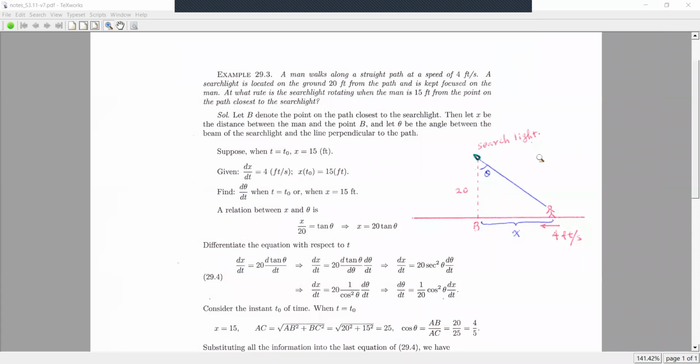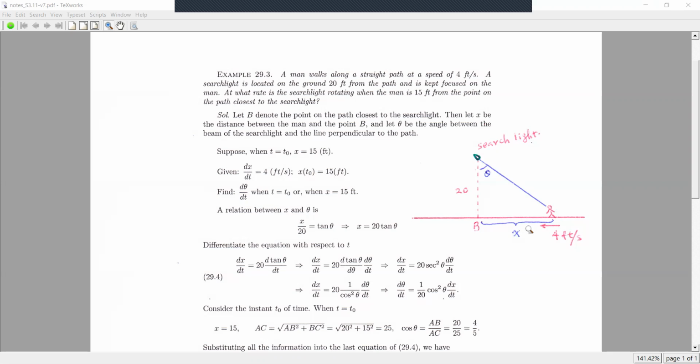Initially, when time is 0, the man may be far from point B. Because the man is walking towards the point B, there must be some instant at which the man is 15 feet from point B. Let me denote the instant by t0. That is, when time is t0, x, the distance between the man and point B, is 15.